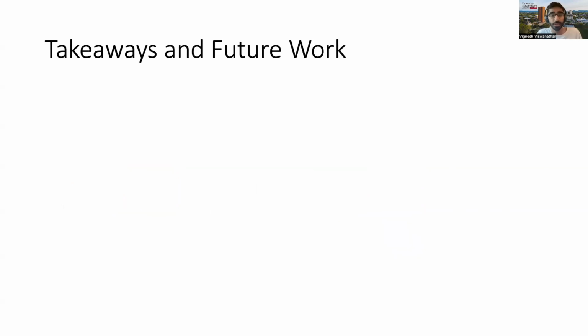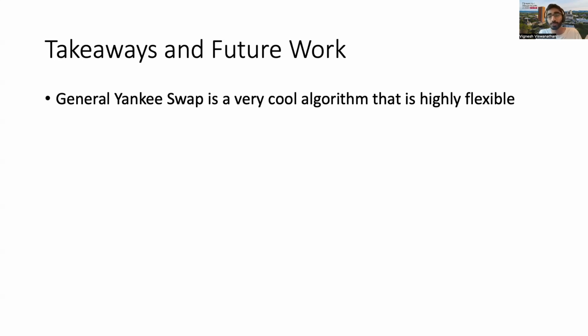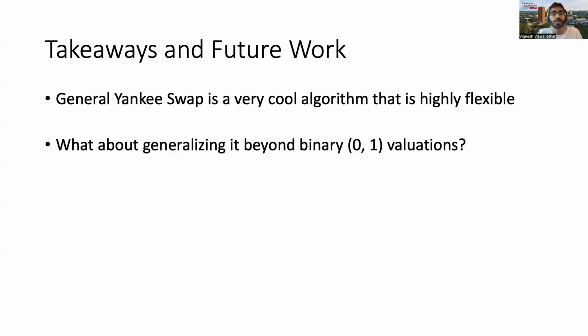So yeah, that's been the presentation. Here are some basic takeaways. Our algorithm is cool and works on a lot of stuff. It's also fast and strategy proof. But the big question essentially remains: we assumed binary submodular valuations in the beginning. What about generalizing it beyond that? It'd be really cool to show that this works on other classes of functions.